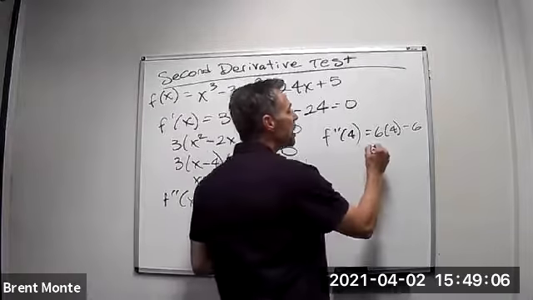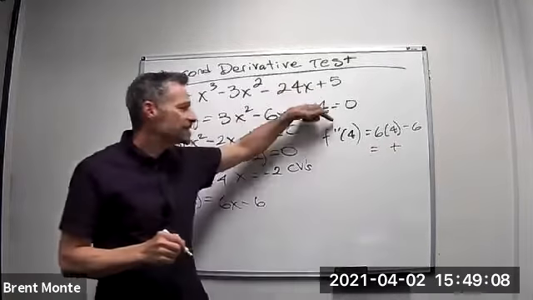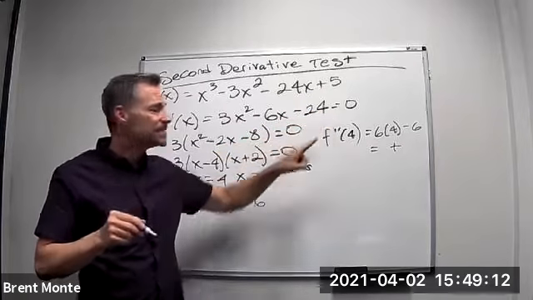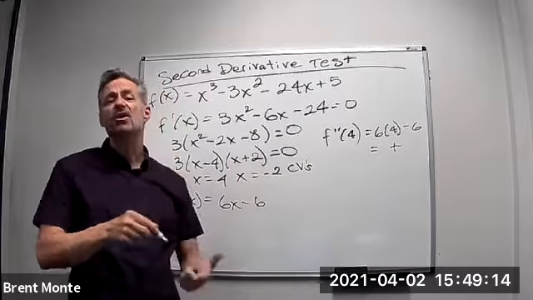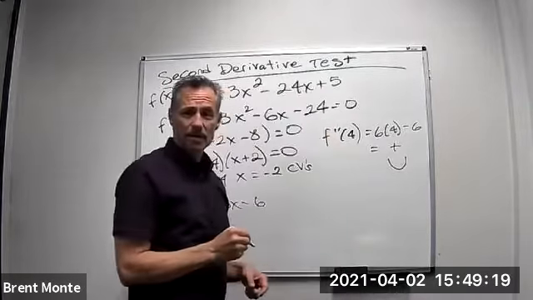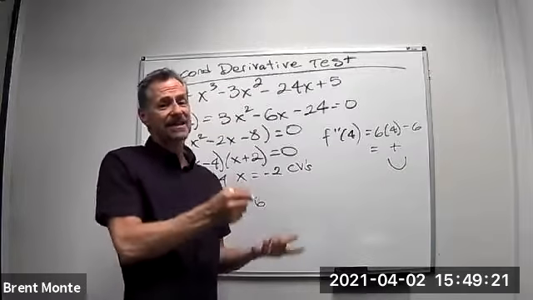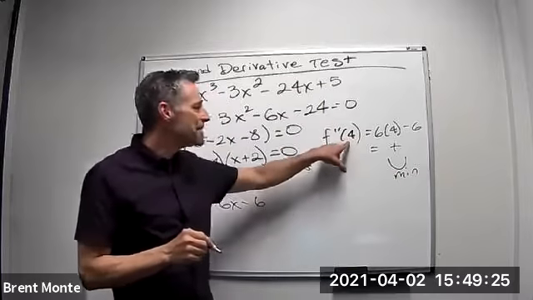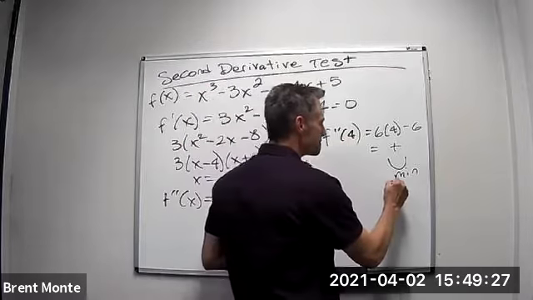The sign is positive. And so if the second derivative is positive, remember that what that means, it means the graph is concave up. So if the second derivative is positive, I know it's concave up. Well, if it's concave up, it has to be a minimum. So I know I have a minimum at x equals 4.